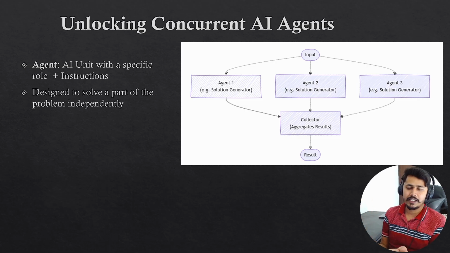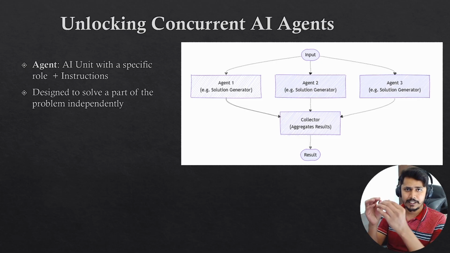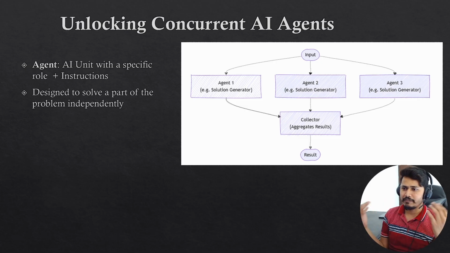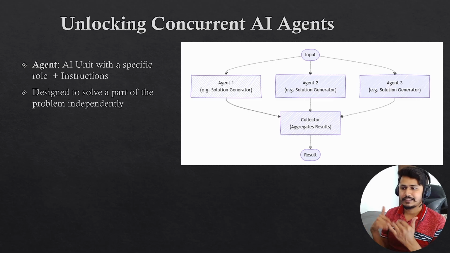In order to speed up that activity, what we can do is have agent 1 with a particular perspective, agent 2 with another perspective, and agent 3 with its own perspective, and then we can pass the same input at a time to these three agents. They will generate the three responses at the same time and give them to the collector, where the collector will aggregate all the results and send them as the final response. So that's the complete understanding of concurrent AI agent.